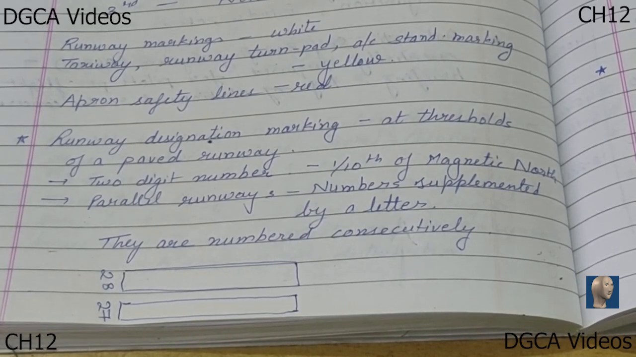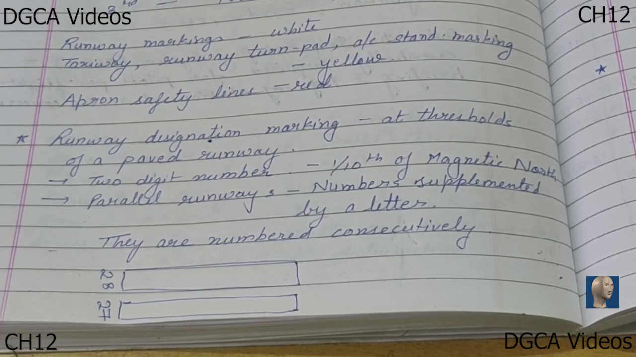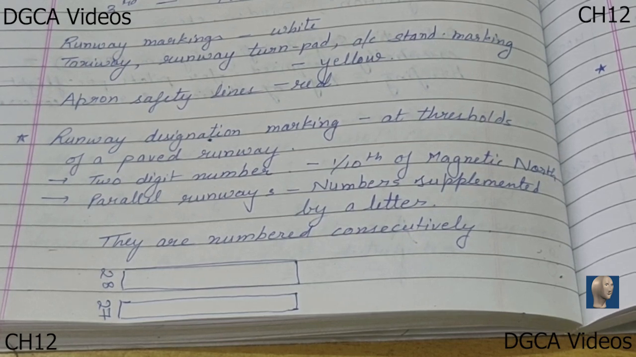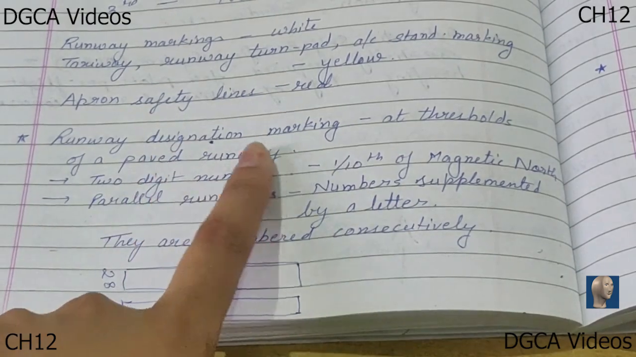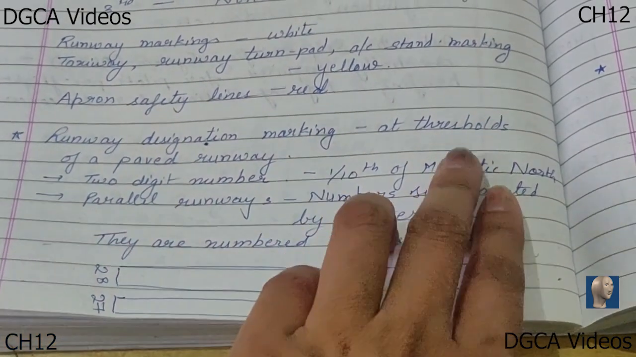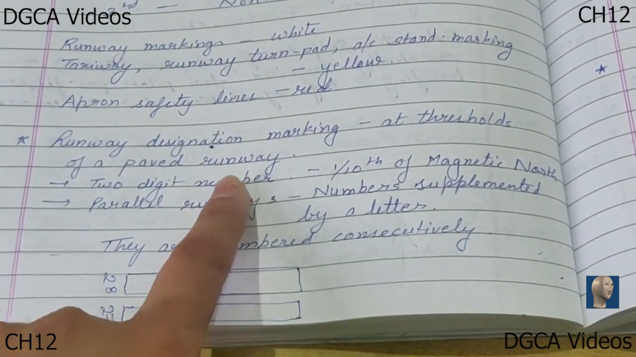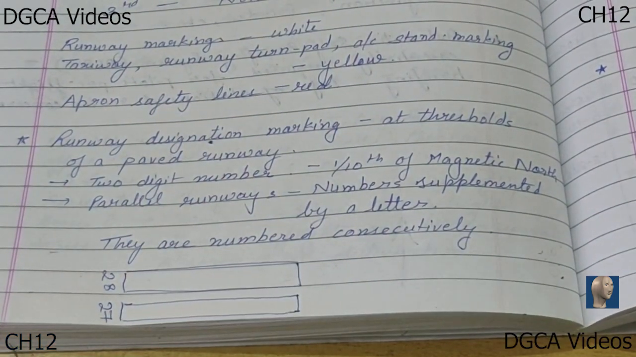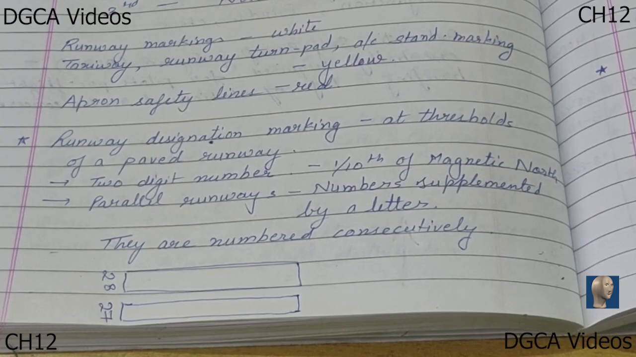So what are the runway designation markings? These are the numbers that denote which runway we are talking about. It identifies the runway. Okay, if they say runway 27, runway 09, then with the help of these designator markings, you can find out which runway they are talking about. So these are at the threshold of a paved runway. The thresholds are, you can say, both the ends of the runway, and on both the ends of the runway, different runway designations are written.